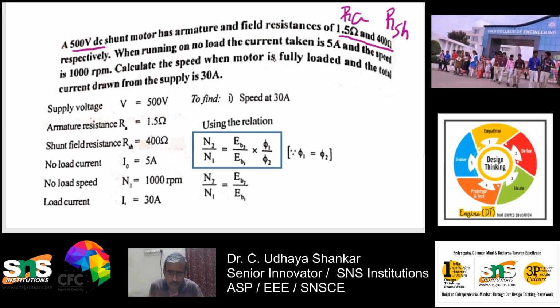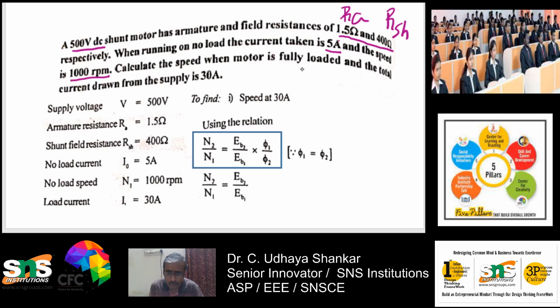When running at no load, the no load current is 5 amps and the speed is given as 1000 RPM. Calculate the speed when the motor is fully loaded and the total current drawn from the supply is 30 amps.